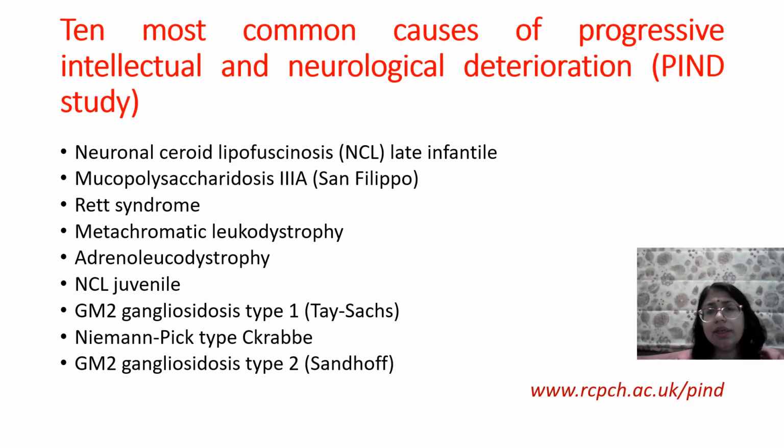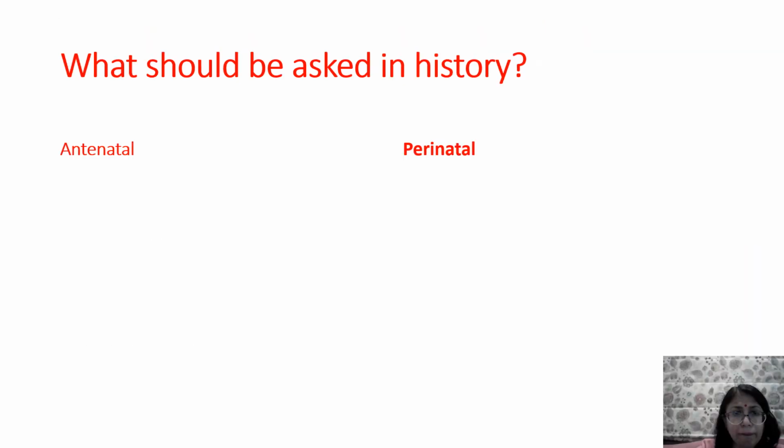There was one study done in the UK, known as the Progressive Intellectual and Neurological Deterioration Study, and it found that for the progressive causes, the most common 10 causes included NCL, MPS, Rett syndrome, MLD, ALD, GM2 gangliosidosis, Niemann-Pick type C, and GM2 gangliosidosis type 2.